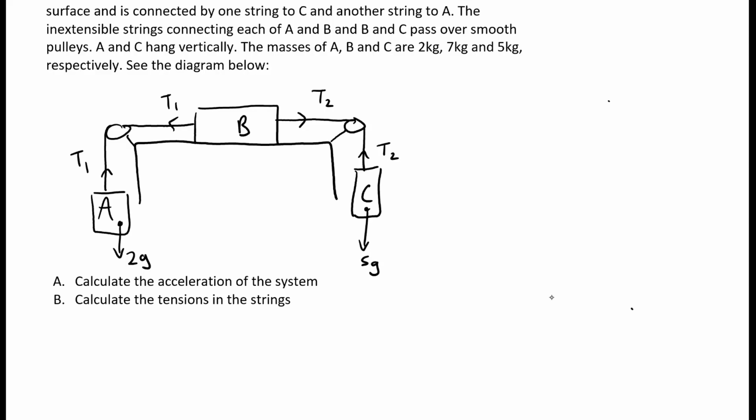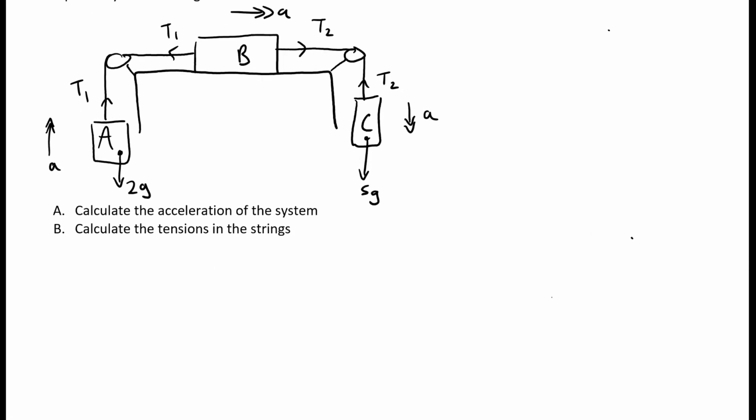Then we should also put on the acceleration arrows. It makes sense to think that the system is going to move in such a way as to have C drop and A rise, because C is heavier than A. So the acceleration will be directed down for C, to the right for B, and up for A. That's step 3. Step 4 is to apply F equals ma to each object in the system.